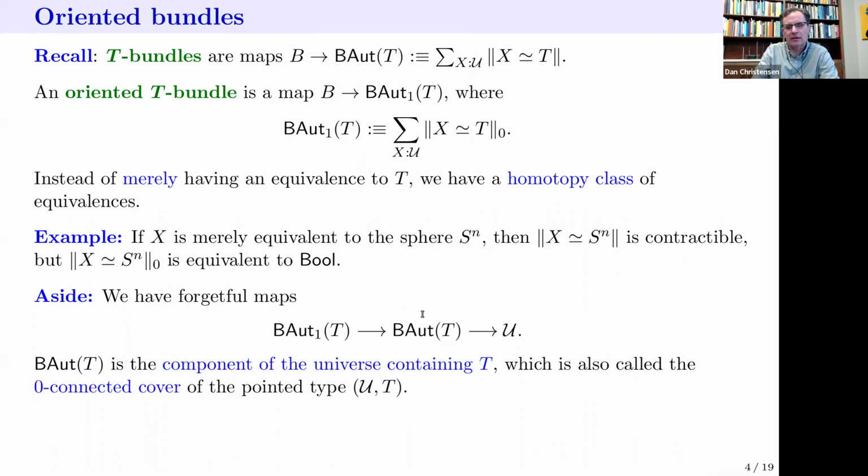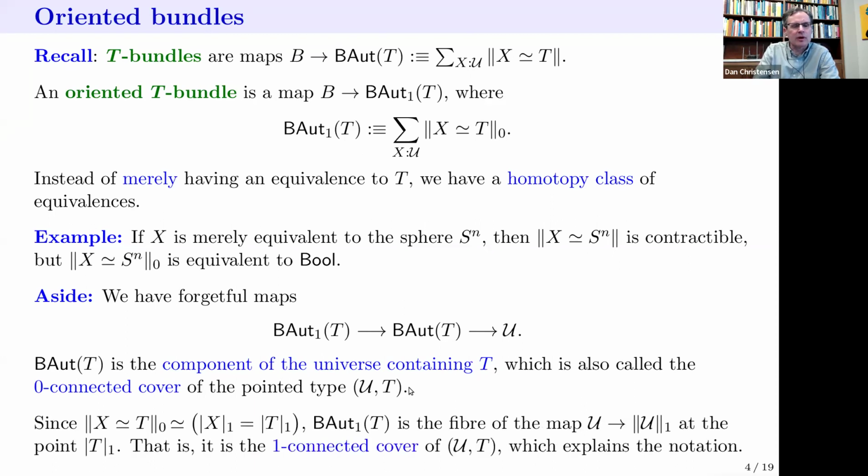So this is always a connected type, and it's the universal pointed map from a connected type to the universe pointed at T. And for the second one, B-ought 1, I can rewrite the set truncation as an equality between 1 truncations of X and T. That's one of the things you can prove using univalence about truncations. So that's telling us that this B-ought 1 of T is actually the fiber of the 1 truncation map at the image of T. And that fiber is what we call the 1 connected cover of this pointed type.